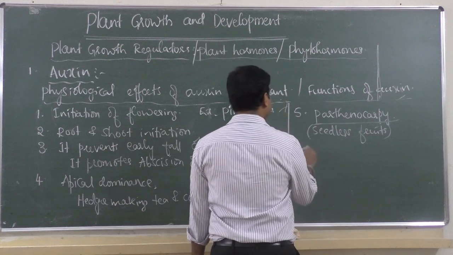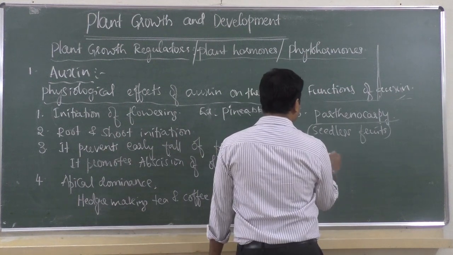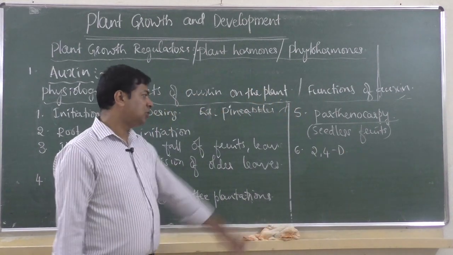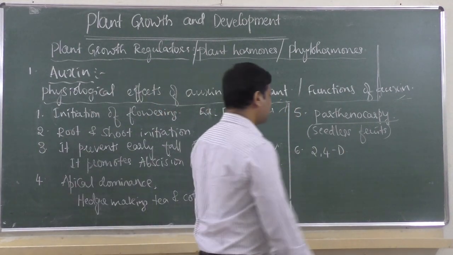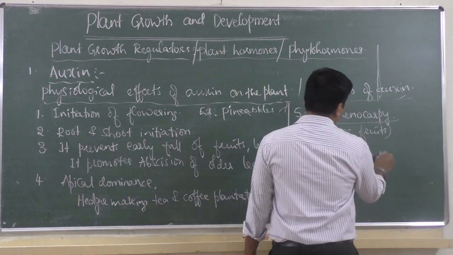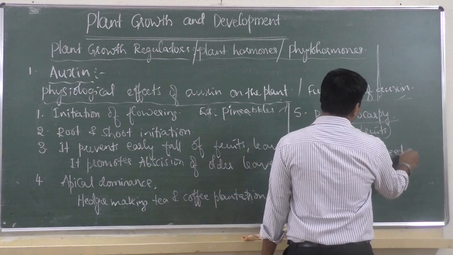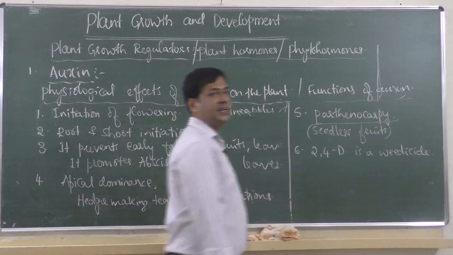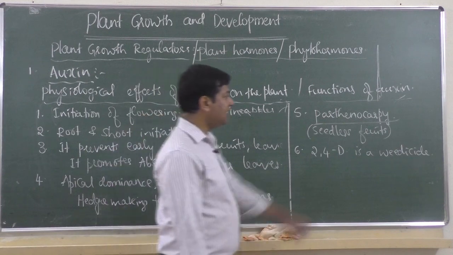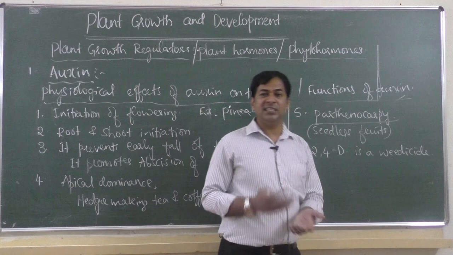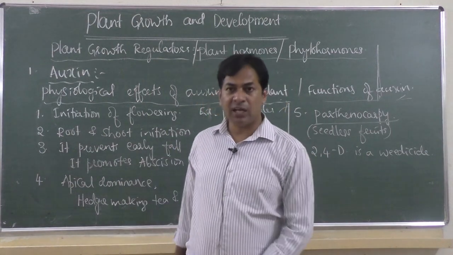Okay, next, 6th point is 2,4-D. Do you remember? This is one of the auxins. 2,4-D stands for 2,4-dichlorophenoxyacetic acid. It is a weedicide. The word cide means to kill. Weedicide means which kills weeds. Weed means, you know, unwanted plant.